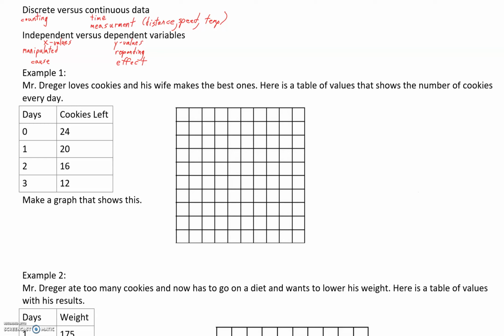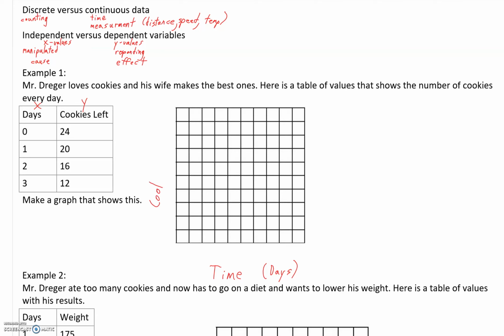So here is our situation. Mr. Drager loves cookies and his wife makes the best ones. Here's a table of values that shows the number of cookies every day. So here we have a table of values. Now, I will tell you that normally our table of values will have X in the first column and Y in the second. I will also tell you that time is almost always the independent variable or the x-axis. So usually that's pretty safe bet. But if you think about it in terms of this, that does actually make some sense.